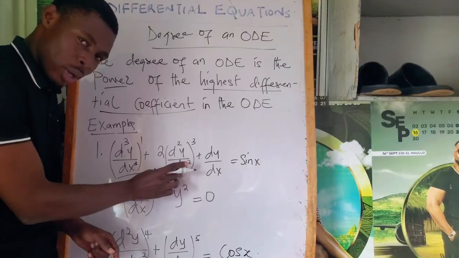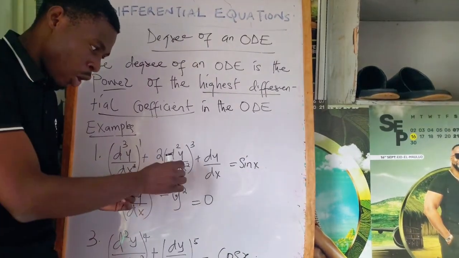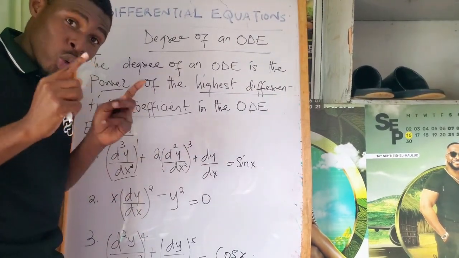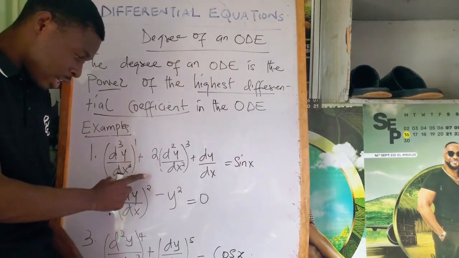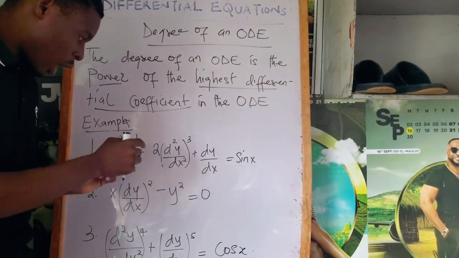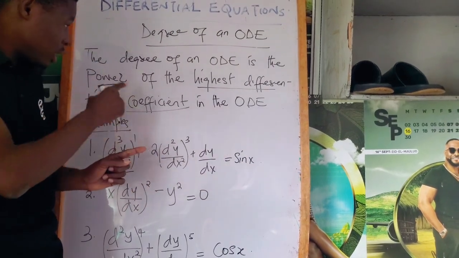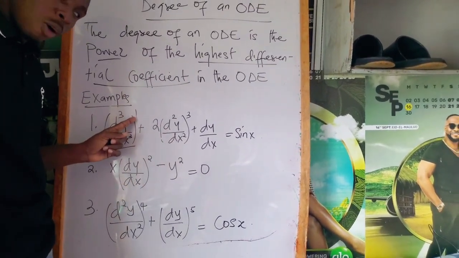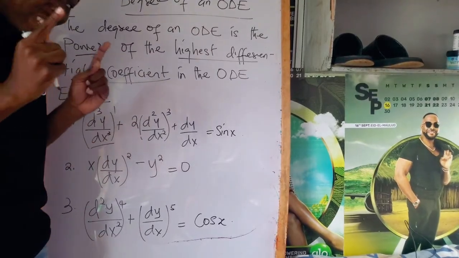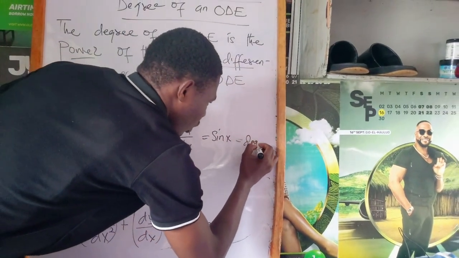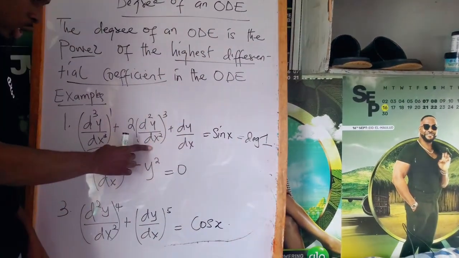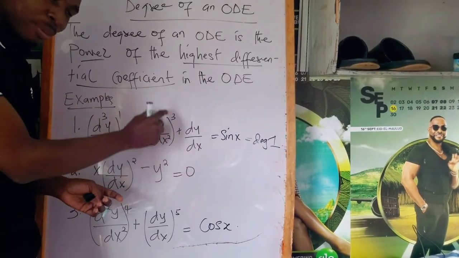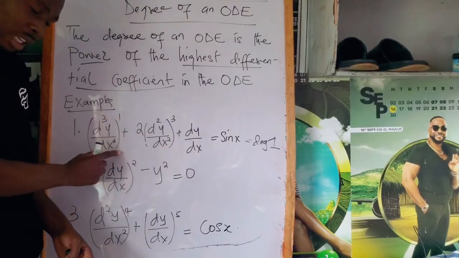This is the d²y/dx². It is also another differential coefficient, of order 2, and it is raised to the power of 3. But it is not the highest. That's one thing you need to take note of. You only look at the highest differential coefficient, and right now it is the d³y/dx³, and it is only raised to the power of 1. Remember, we said that it is the power of the highest differential coefficient. This is the highest differential coefficient, and it is only raised to the power of 1. So this equation is of degree 1. This is a degree 1 equation. Forget the fact that the d²y/dx² is raised to the power of 3. You don't look at that because it is not the highest differential coefficient. You look at the highest differential coefficient.